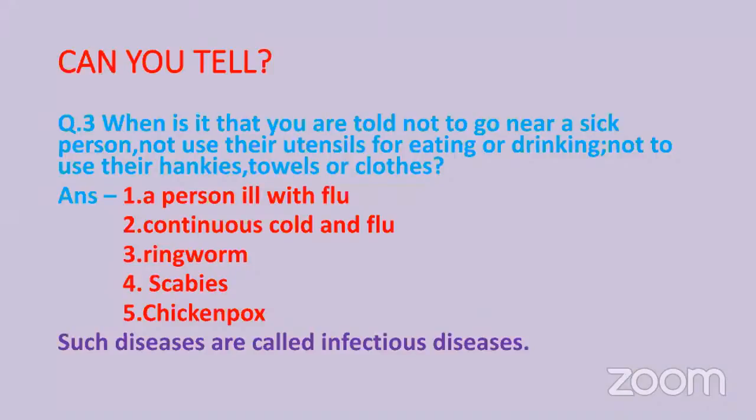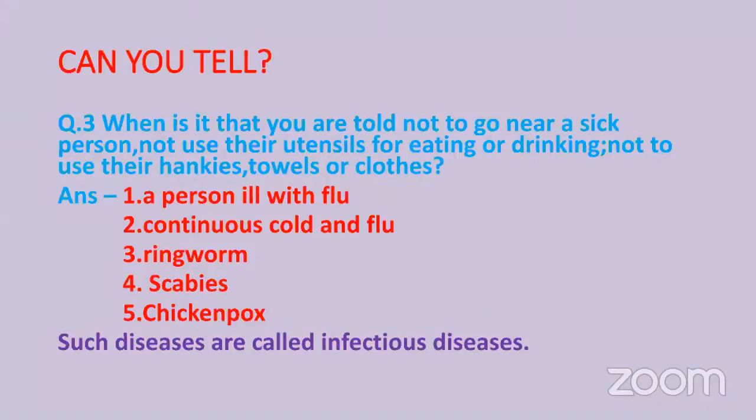Then third one is ringworm. It is a skin disease. If anybody is suffering from ringworm and you touch that area, even your body part will also be affected, and it may be possible that you will also suffer from the same disease. Even scabies and chickenpox. Chickenpox is very common among small children. Understood? Such diseases are called infectious diseases, which means they spread through infection.